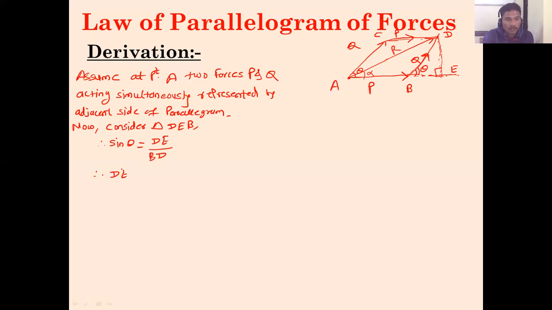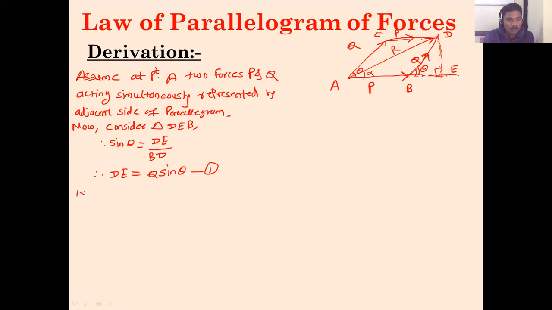Therefore, we want to find DE. What will be the value of DE then? BD sin theta, but what is the value of BD? Q. So DE is Q sin theta. Let us call this equation number 1.